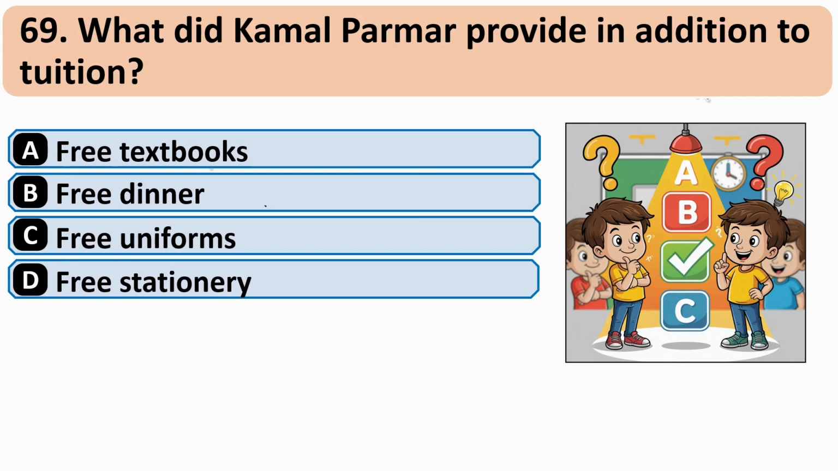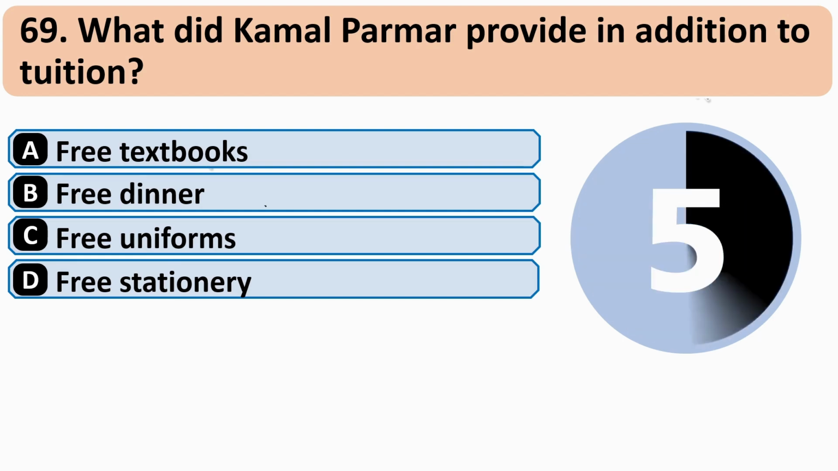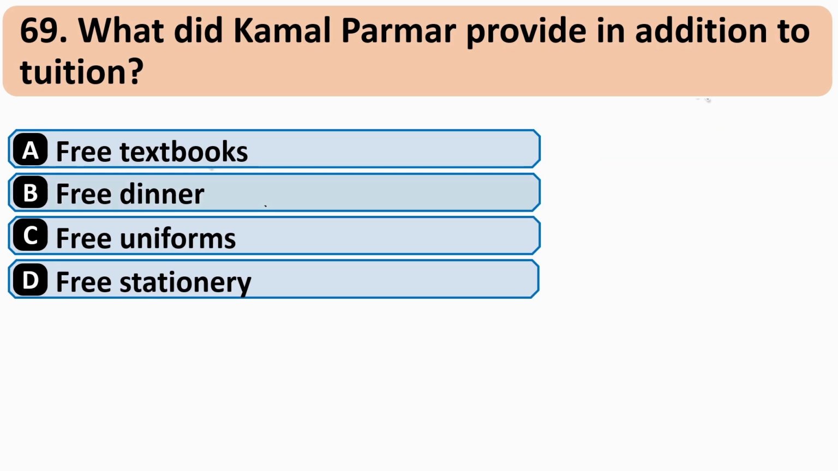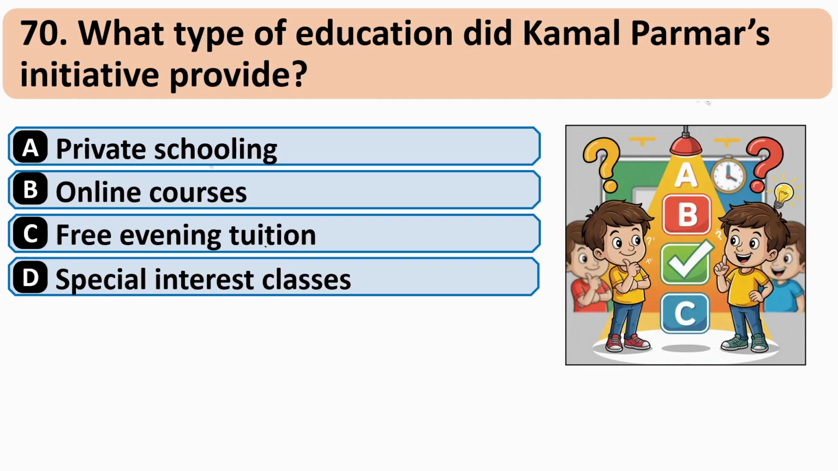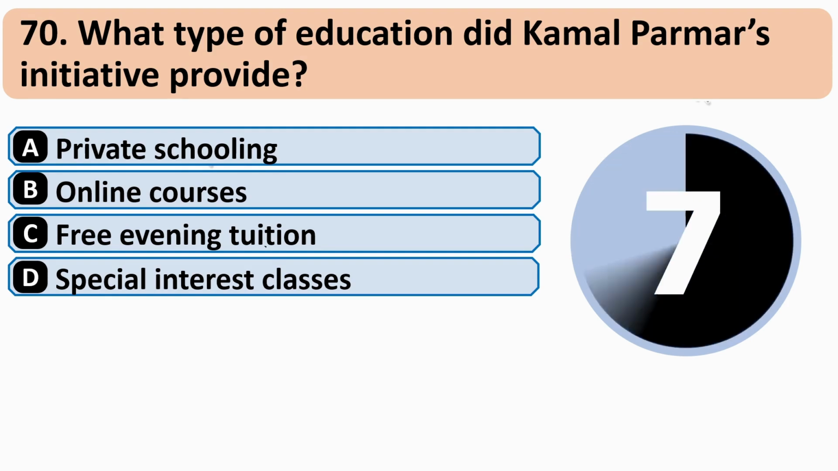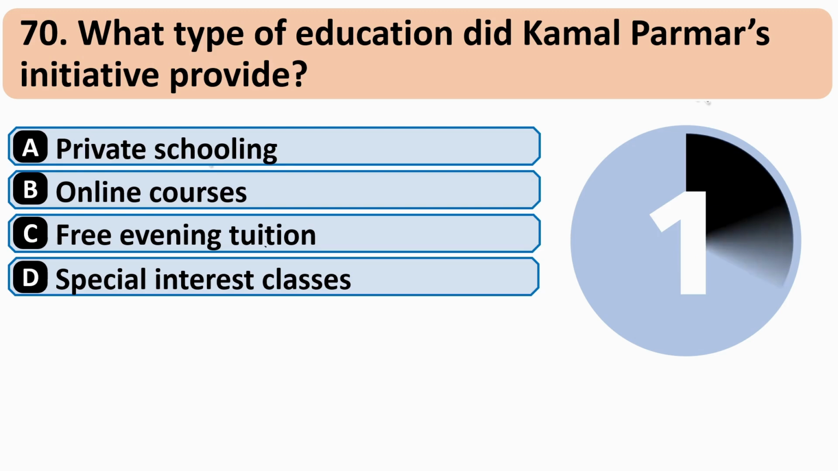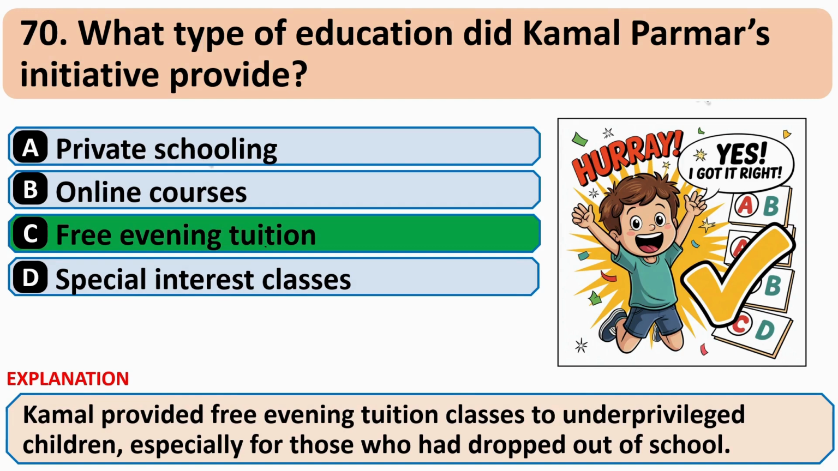What did Kamal Parmar provide in addition to tuition? And correct answer is B, free dinner. What type of education did Kamal Parmar's initiative provide? And correct answer is C, free evening tuition.